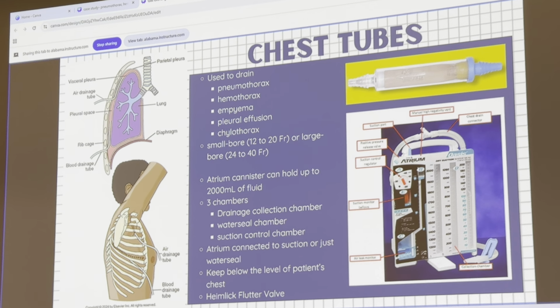So it can be used to drain all sorts of things. Pneumothorax would be air, hemothorax, blood. I said empyema already. Chylothorax, right here on the bottom one, that's your lymph fluid. Several options, several sizes out there, something like 12 to 20. The higher your number, the bigger the size, so it's kind of opposite of your IVs.